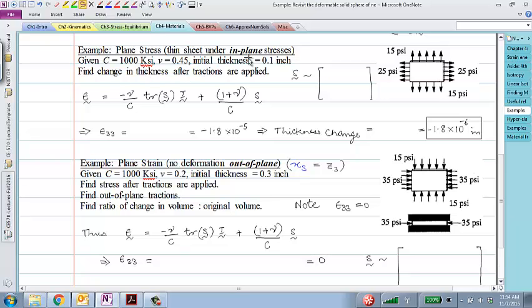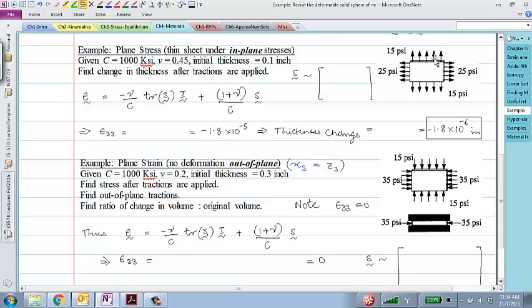So here, this is, I think, one of the problems in your book. You're given a thin sheet and you're applying tractions, 15 psi in this direction, 25 psi in this direction, and material properties of the sheet are given to you: 1000 ksi Young's modulus, and Poisson's ratio is 0.45. Initial thickness is 0.1 inch. Find the change in thickness after the tractions are applied. That's the problem. Again, this is a mechanics problem.